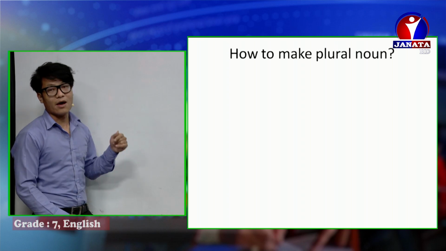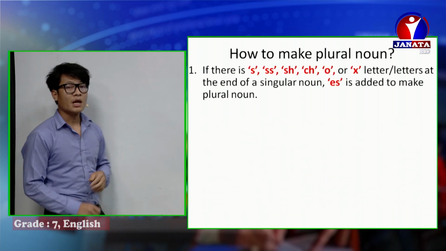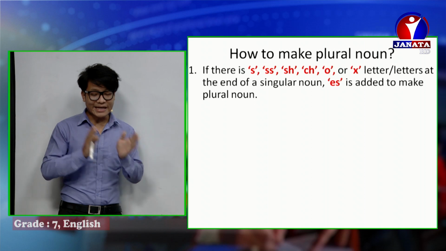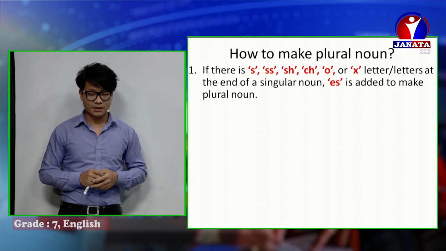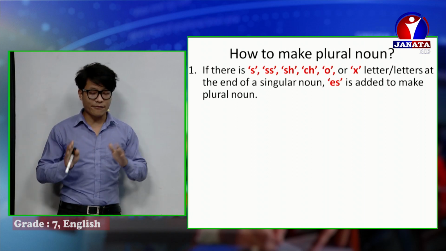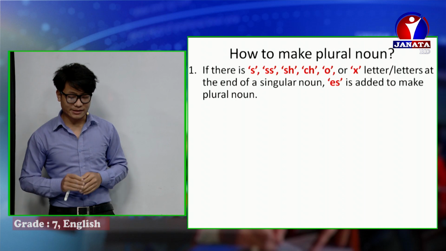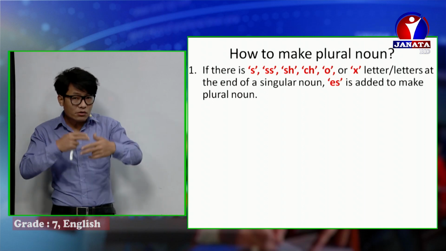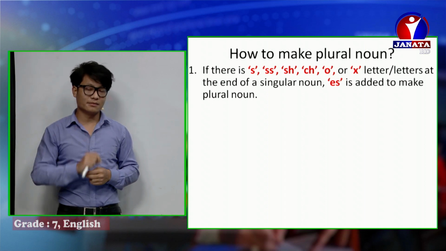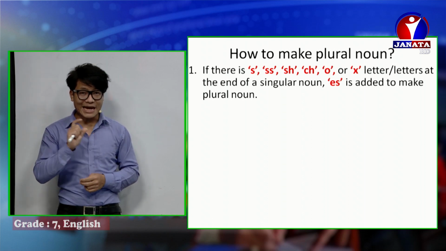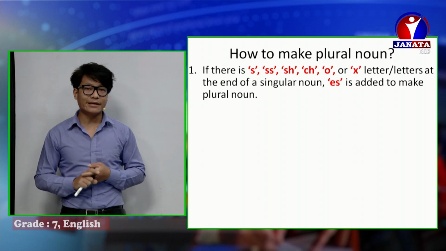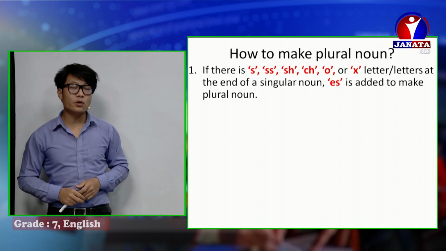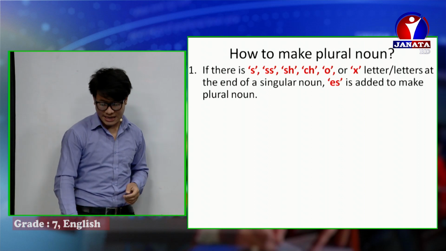How to make plural noun? See this. If there is S, SS, SH, CH, O, or X letter or letters at the end of a singular noun, ES is added to make plural noun. Let me repeat it. If there is S, SS, SH, CH, O, or X letter or letters at the end of a singular noun, ES is added to make plural noun. Now let's have examples.